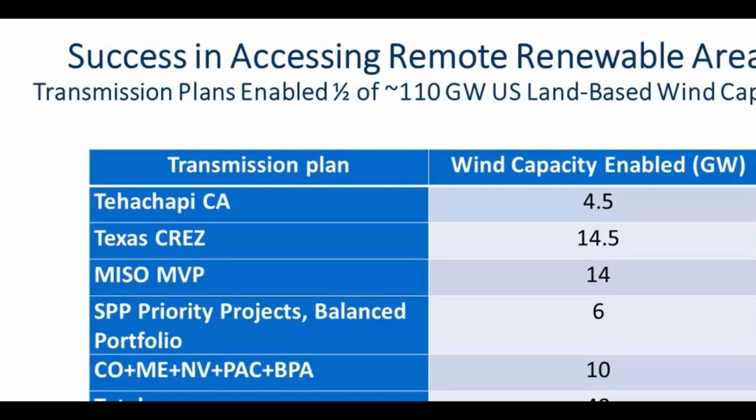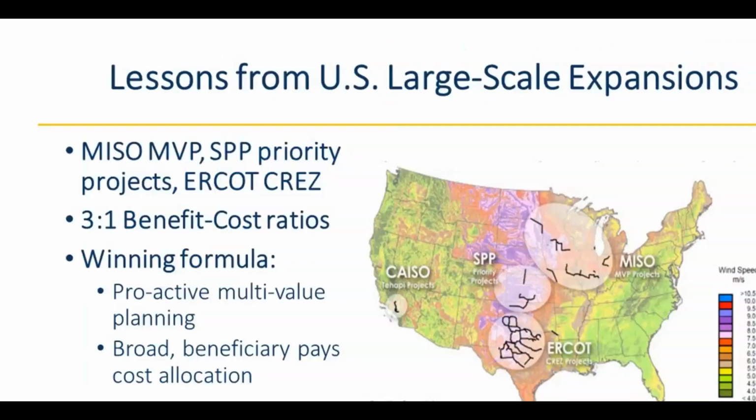Just to drive home that this has worked. I think about half the land-based wind that's been deployed in the U.S. has been the result of successful transmission policies, particularly the CREZ in Texas and the MVPs in MISO. SPP had a similar approach through their highway-byway cost allocation. And this has really, I think, gotten the U.S. wind industry to where it is. And we know it works, and we need to do it for offshore wind. Again, it's the proactive multi-value planning with broad beneficiary-based cost allocation.